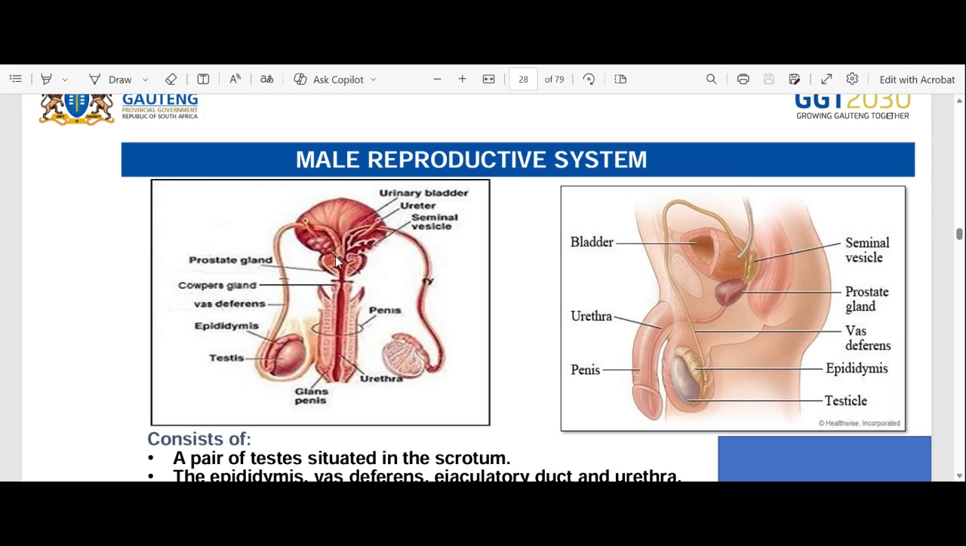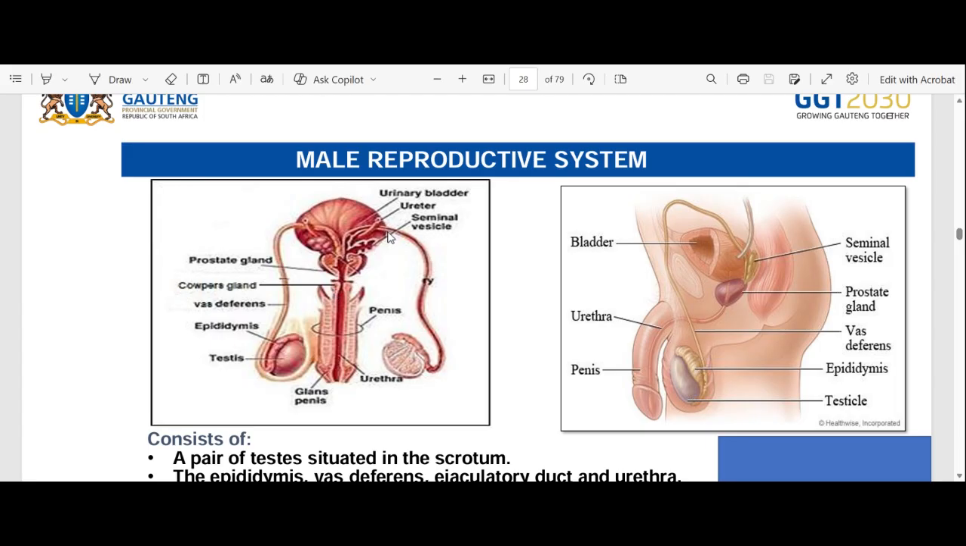The first accessory gland we have is our seminal vesicle. So this is our seminal vesicle. After our seminal vesicle, we have our corpus gland. Can you see the corpus gland? And the last gland is our prostate gland. And they are in no particular order, guys. The first gland is our seminal vesicle. Second gland is our prostate gland. The third gland is our corpus gland. I hope that makes sense.